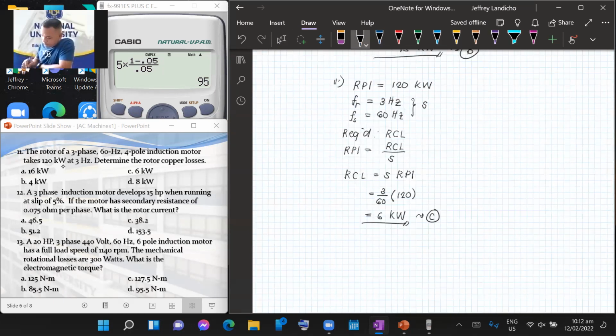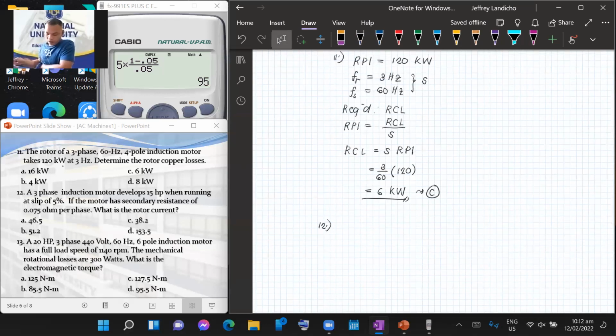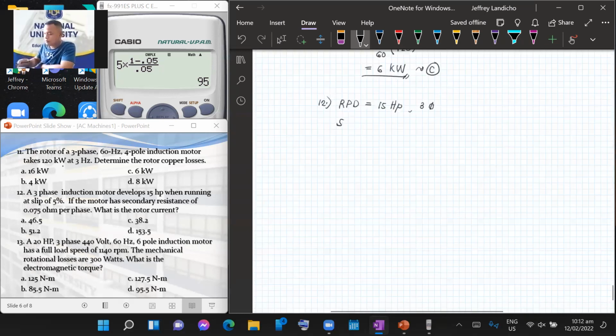Number 12. For number 12, a 3-phase induction motor develops. So maliwanag. Motor develops, it is referring to RPD. So RPD, that is 15 HP. Ano yan? 3-phase. With percent slip, given na S is equal to 5% or that is 0.05.